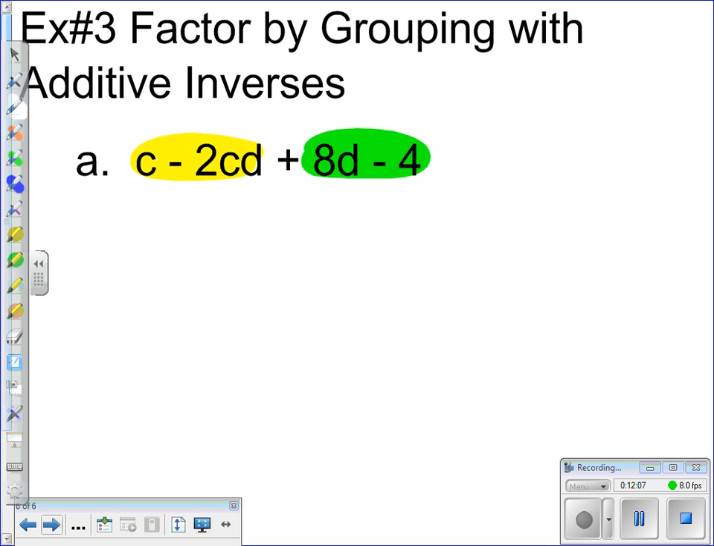So all I have is a C for the first part. I have a minus 1, because there's a minus there. A 2, a C, and a D. The only thing they have in common is the C.